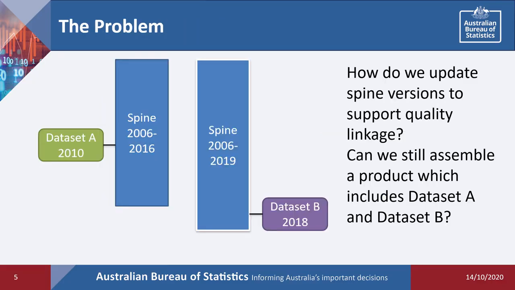So the spine is a very useful piece of linking infrastructure, but once created, it needs to be updated and maintained over time to continue to be of use. One important consideration during spine maintenance is how do we assemble products from datasets linked to different versions of the spine. It is not desirable to relink every dataset each time the spine is updated. So how do we use the links to a previous version of the spine with the current version?